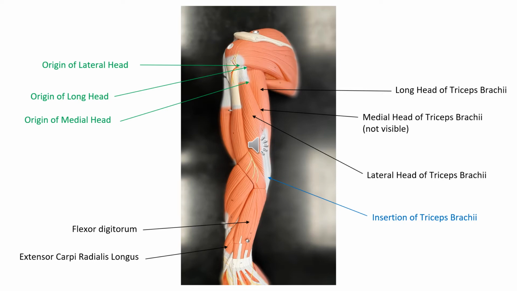The main actions of the flexor digitorum superficialis muscle are to flex the middle and proximal phalanges of the 4 medial digits and flex the hand at the wrist. This is the extensor carpi radialis longus. Its main action is to extend and abduct the hand at the wrist.